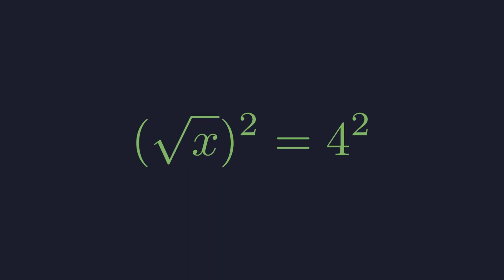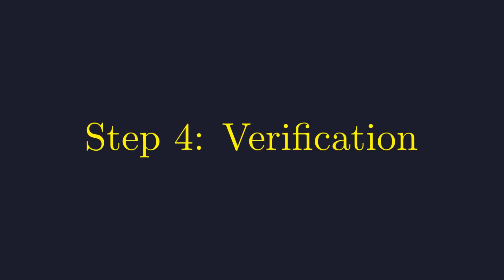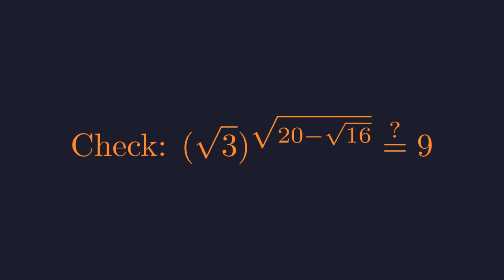This will isolate x on the left side. The square of the square root of x is x, and 4 squared is 16. And so we arrive at our solution, x equals 16. With equations involving square roots, it's always a good practice to check our answer to ensure it's not an extraneous solution. Let's substitute x equals 16 back into the original equation.